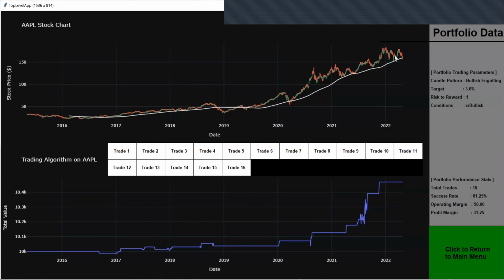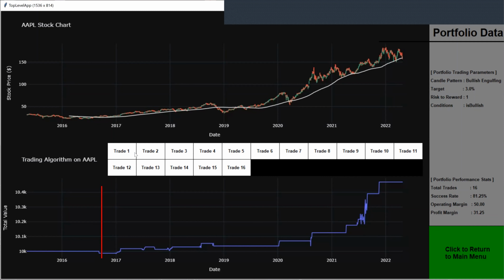Okay, so here we go. Now it's done. So on the right, we can see the portfolio data, which includes the parameters. So we're trading a bullish engulfing candlestick pattern with a target of 3% and a risk to reward of 1. And it's checking if the market is bullish. The statistics, so we can see we have a success rate of 81% with an operating margin of 50%, and our profit margin is 31%.